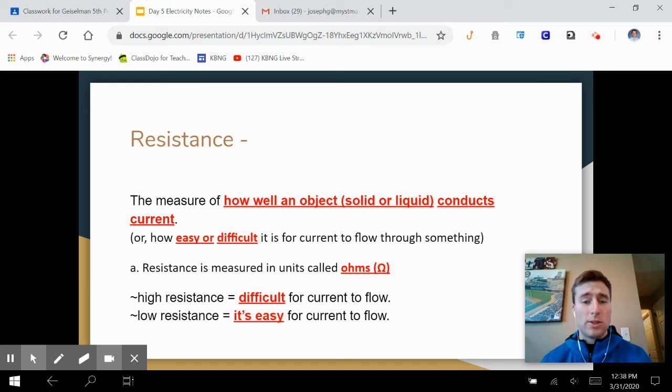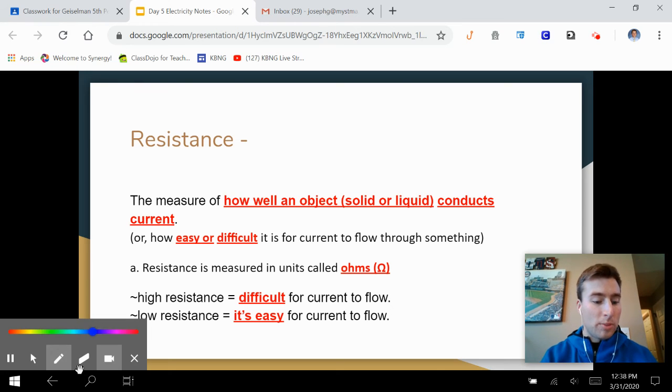Resistance is the last piece of this. So voltage equals current times resistance to make Ohm's law, which we're going to get to. Resistance is the measure of how well an object conducts electric current. So the higher the resistance, the less it wants to let electrons flow through it, the less it wants the electrical charge to flow through it. So high resistance means it's really, really difficult for electrons to flow. If it is a low resistance, then it's really, really easy for electrons to flow.